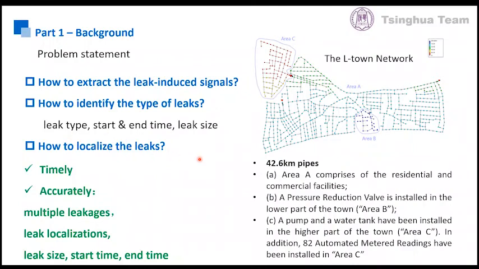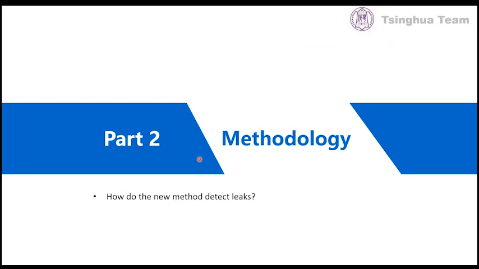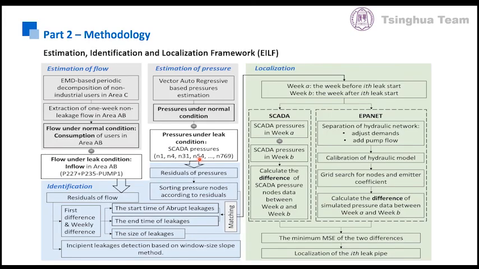To address the problems, we developed a novel EILF method for multiple leakages detection. Let's see how the method detects leaks. The method consists of 3 steps. First, estimation of flow and pressure. Second, identification of abrupt and incipient leakages. Third, isolation of pipes with leakages.